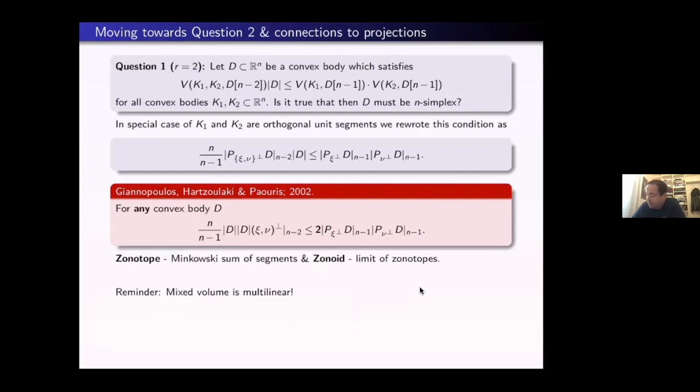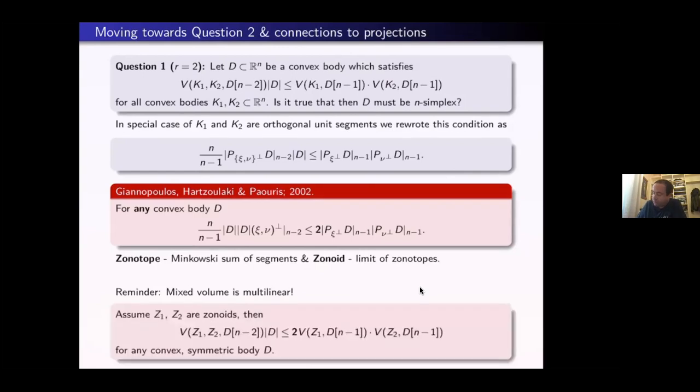Adding this thing, coming back, as I told you, using that mixed volume is multilinear, you will be able to prove, just from this theorem, the following statement about mixed volumes, the following Bezout inequality. If Z1 and Z2 are zonoids, and D is anything, you are able to prove something like this.